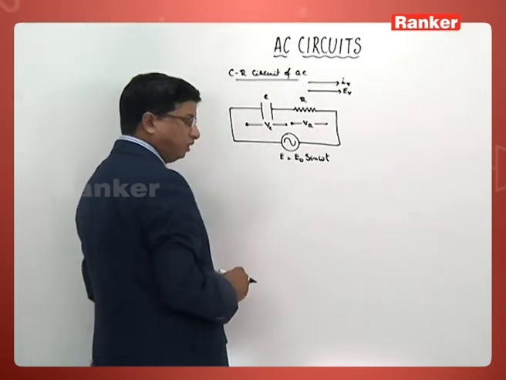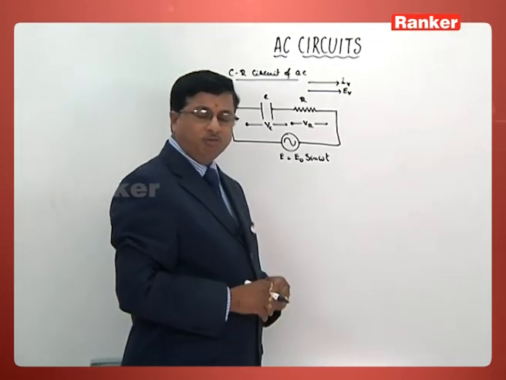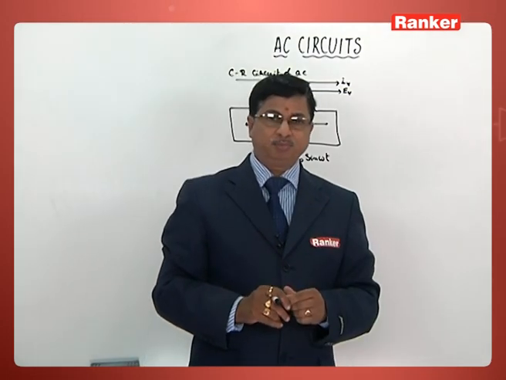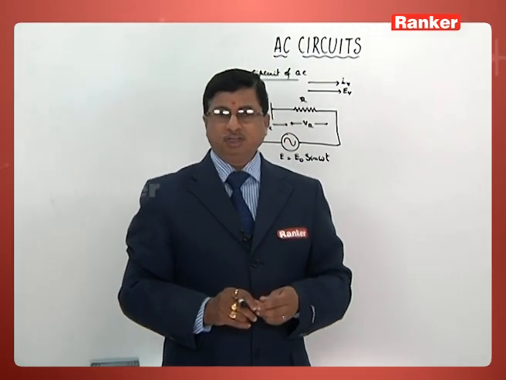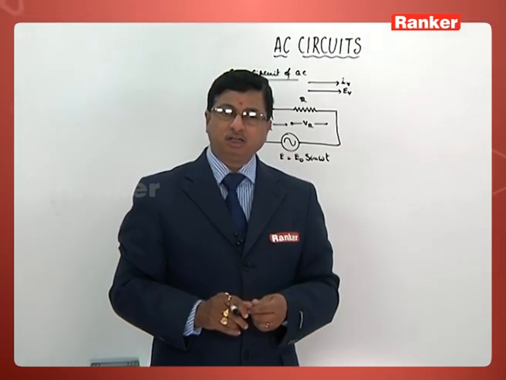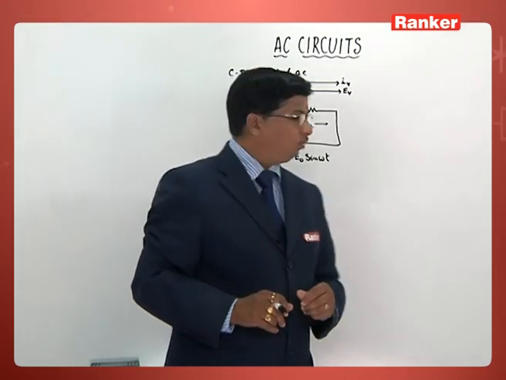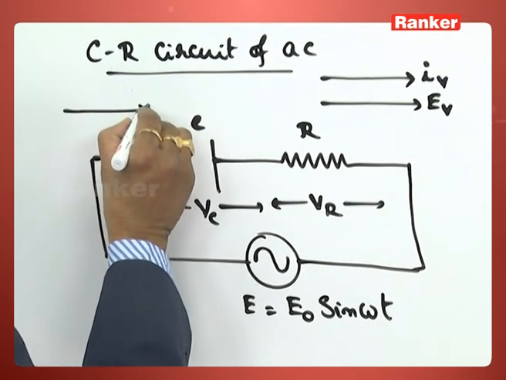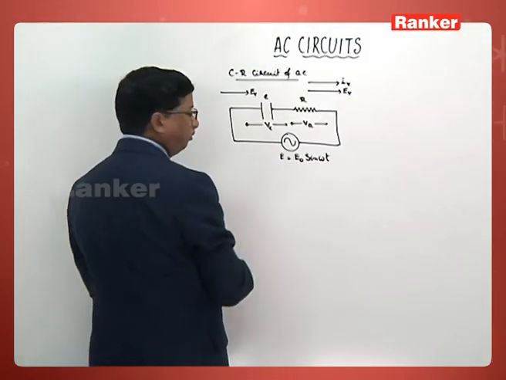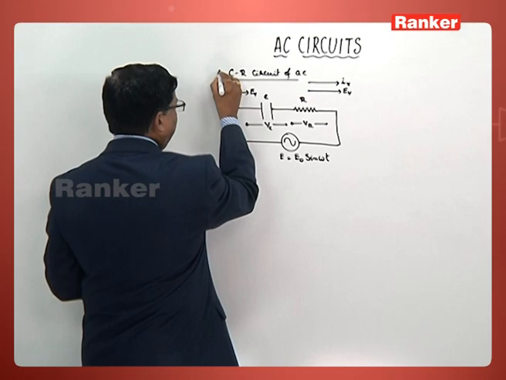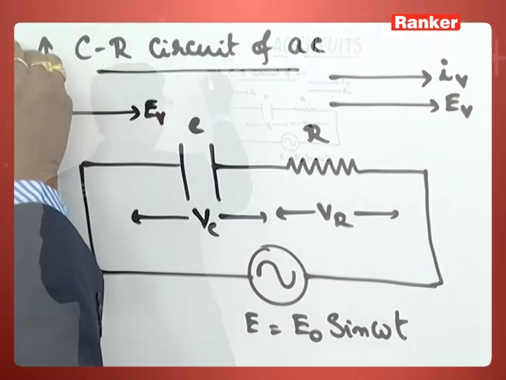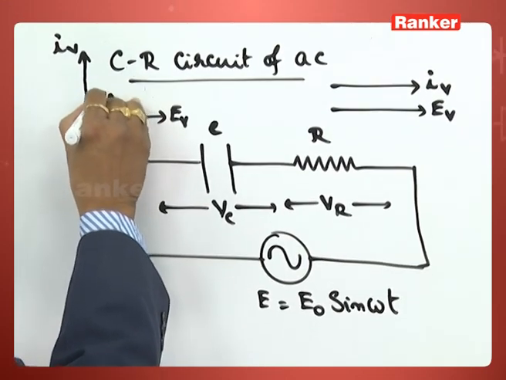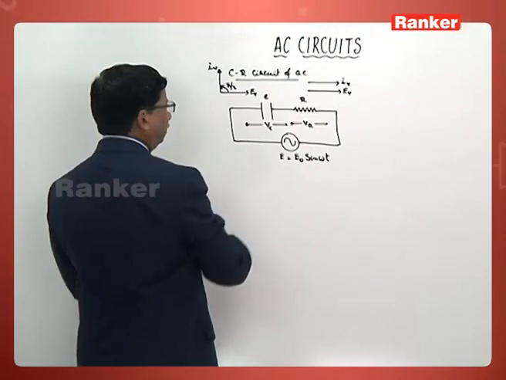In a capacitor circuit of AC, we can understand that the current leads the EMF by pi by 2 radian. In other words, EMF lags behind current by pi by 2 radian. So whatever be the case, we can directly show this is the direction of virtual value of EMF. Now current leads this EMF by pi by 2 radian. So I can show the same thing upward like this.